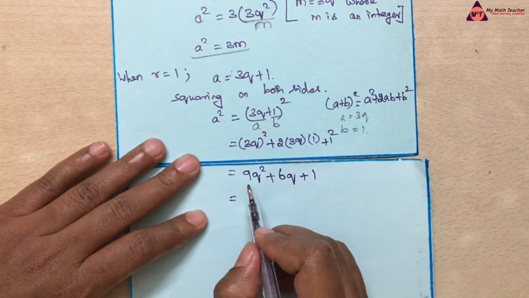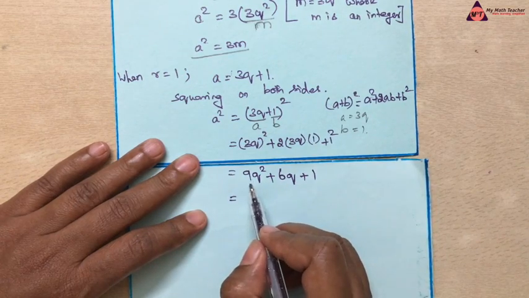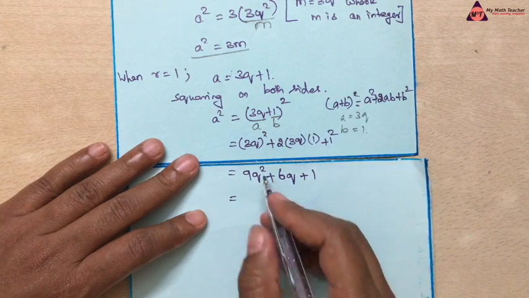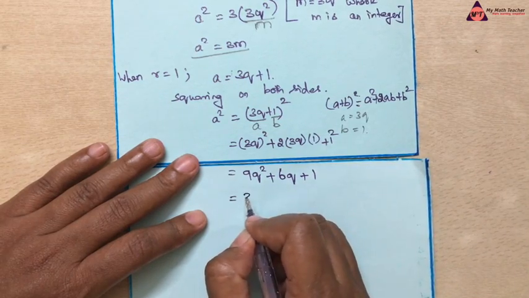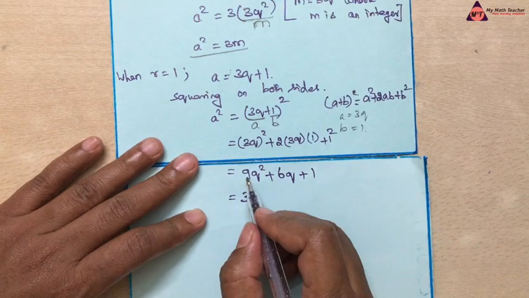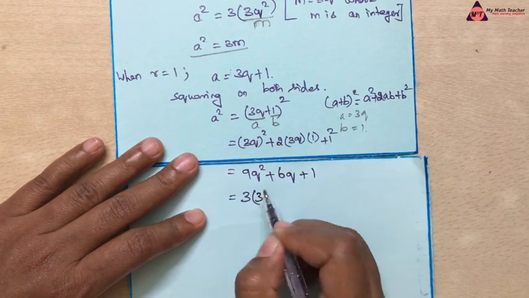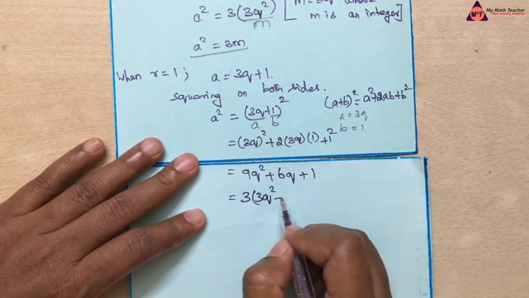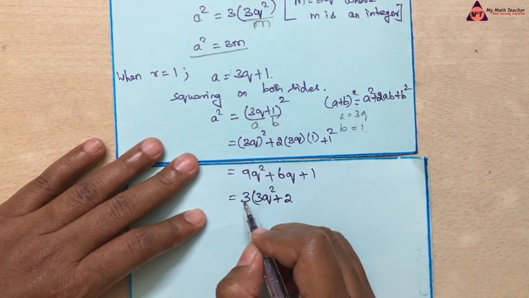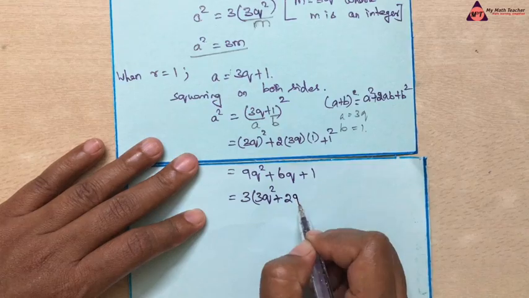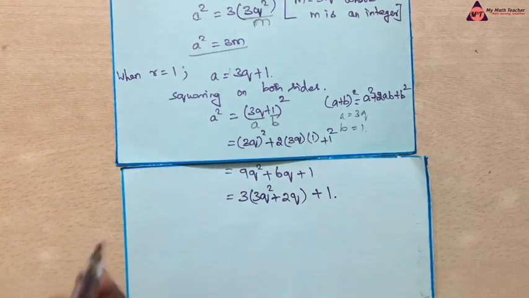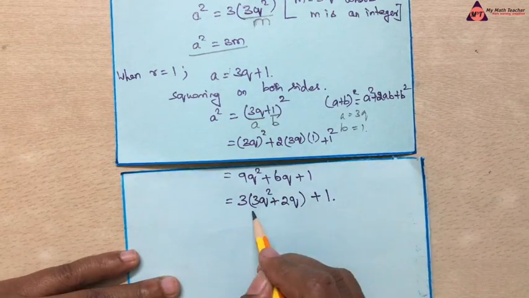Now consider the first two terms. Here what can be taken as common? The number here is 9, whereas here it is 6. We can take 3 as common. When you take 3 as common, what will be left out? 3q square. Am I right? 3 3s are 9 q square plus value here 2, because 3 2s are 6q. Okay, plus this 1.